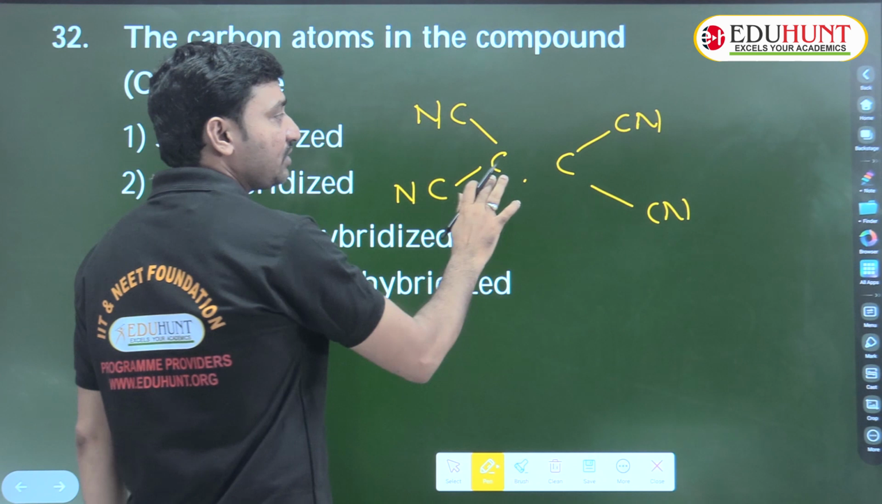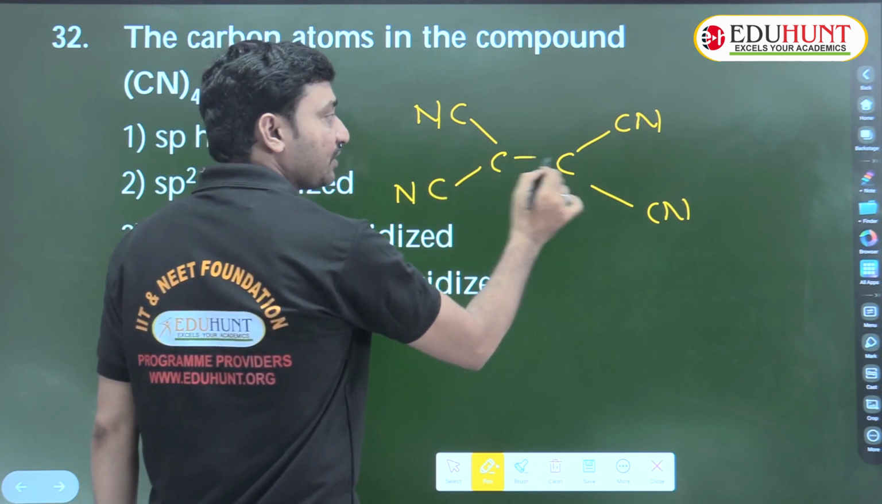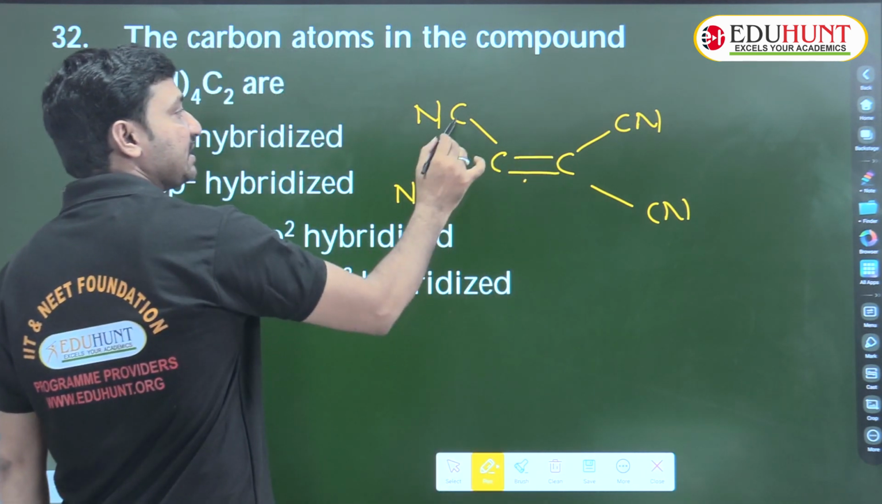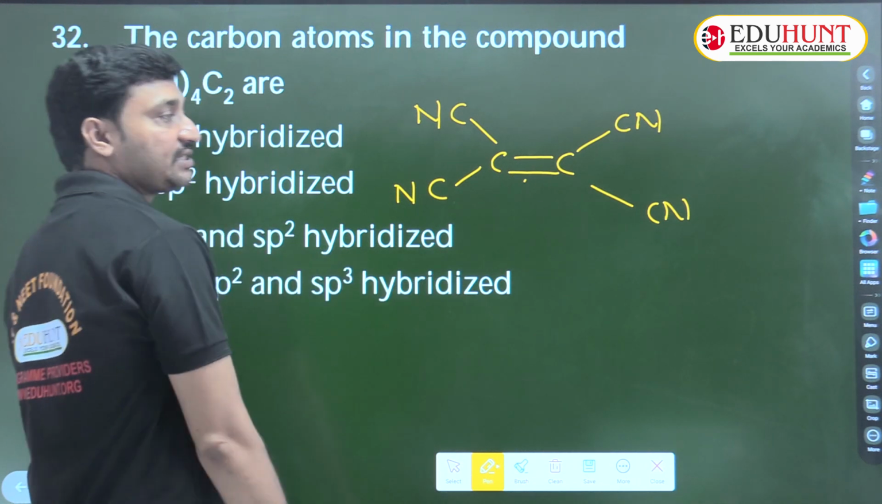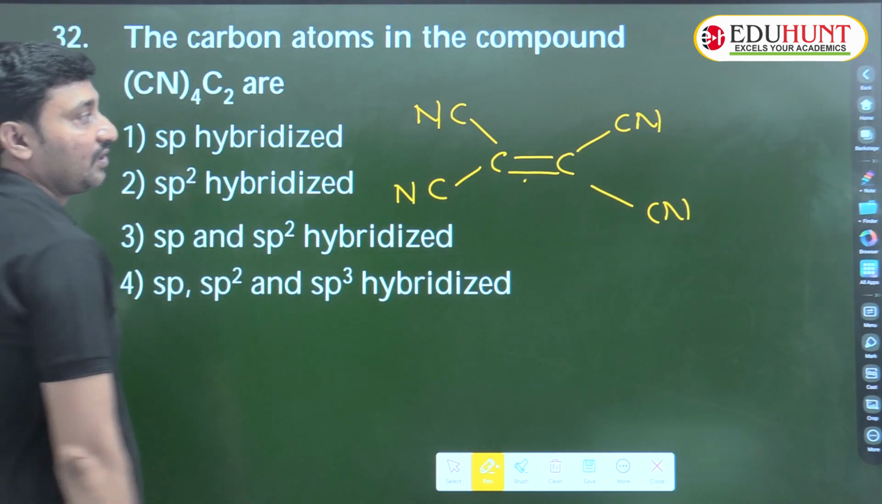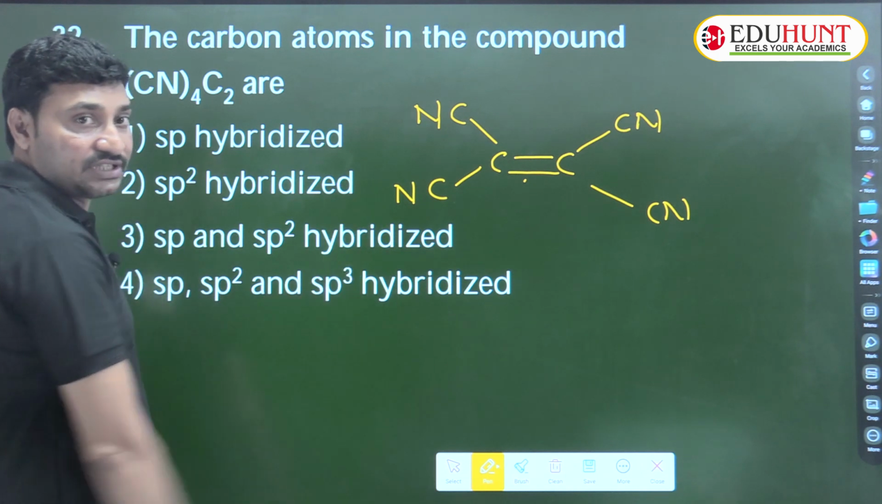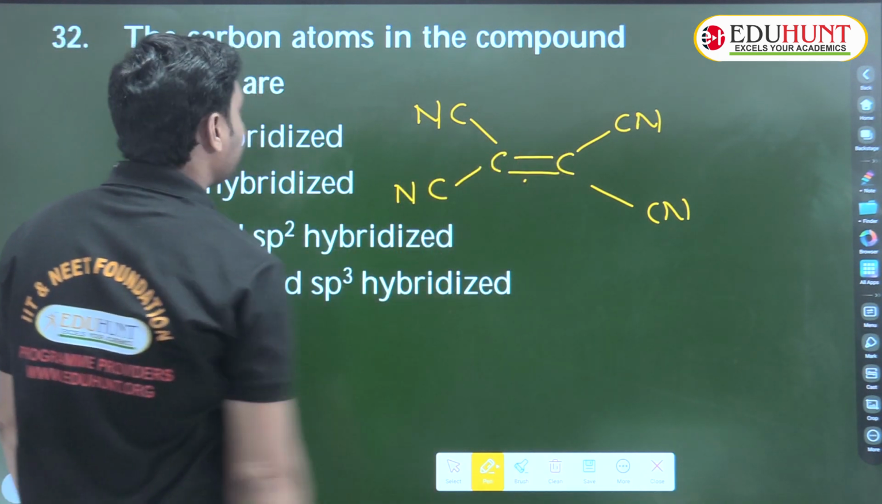And now around this carbon atom, two bonds, right? Remaining two more bonds. This is C(CN)2 double bond C(CN)2.